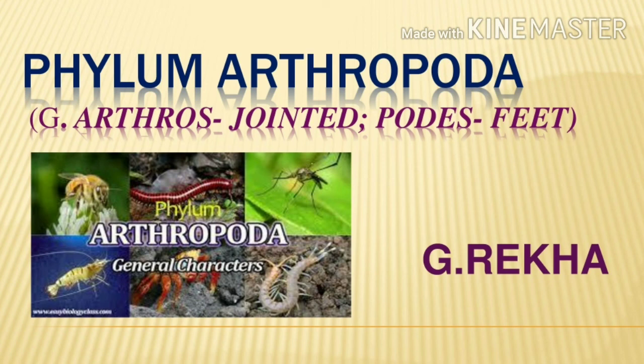It mainly undergoes the process of molting. What is the meaning of molting? The old cuticle is digested and easily absorbed. This process is called molting. Next is a well developed organ system. The body consists of head, thorax and abdomen.